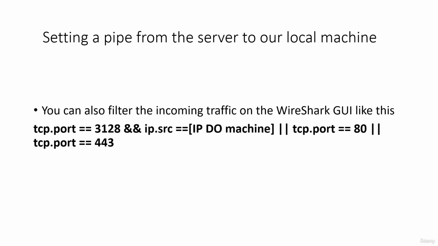You can then also filter the incoming traffic via the Wireshark GUI like this. This is the filter, because in the Wireshark GUI you have an option in the upper left corner called filter. In the filter you just type this. We are going to filter this port from 80 to this port. The Wireshark filter should display your own traffic coming from HTTP ports to TCP ports.